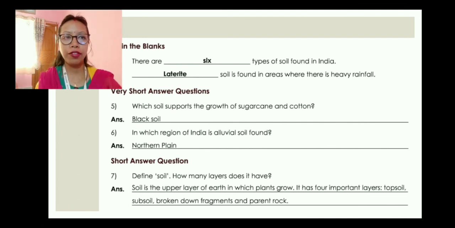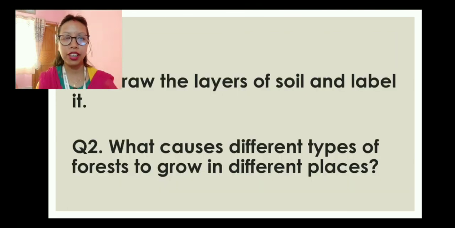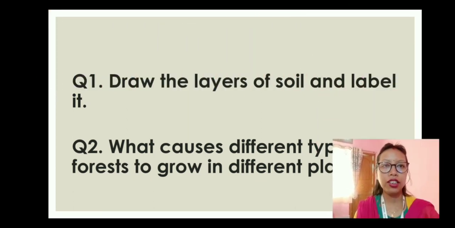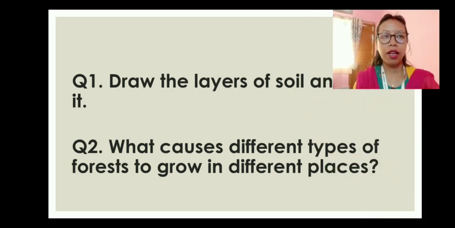Okay, so these are some of the questions and other MCQs and fill in the blanks from the workbook that we have discussed. So here are 2 questions from my side. Number 1 is draw the layers of soil and label it. So this is a very important one. So draw it in your copy and then label it. And question 2, what causes different types of forests to grow in different places? This answer is in the conversation between Rashi and Maya. Read it, go through it and then find out the answer. So these 2 are your homework.